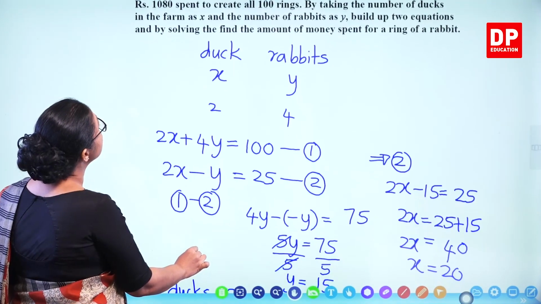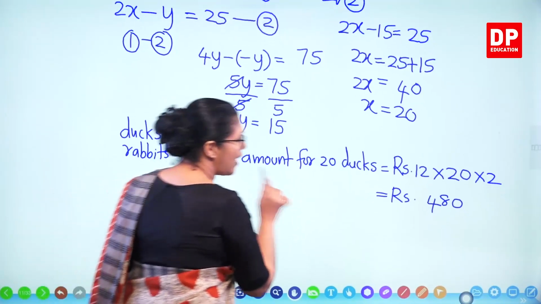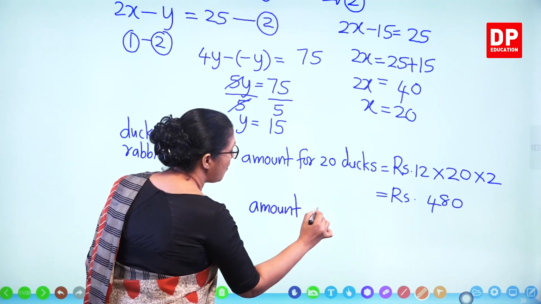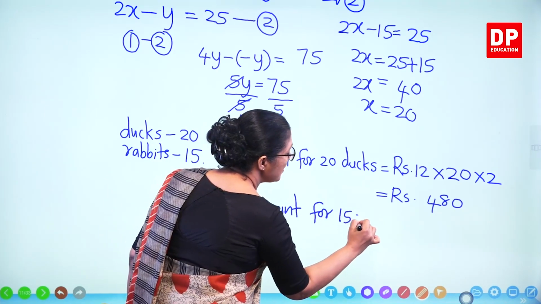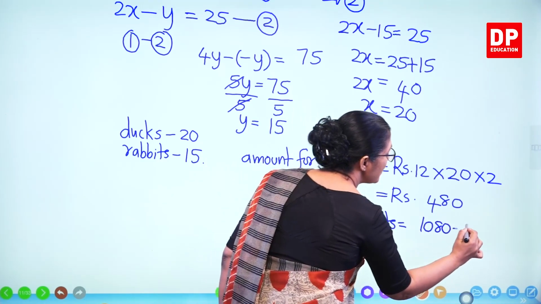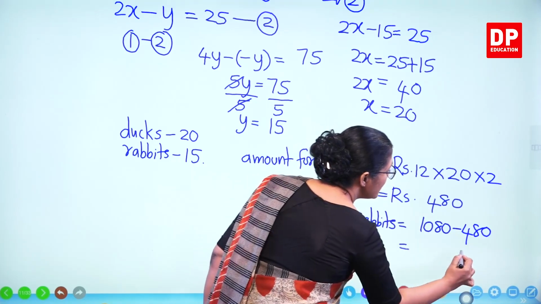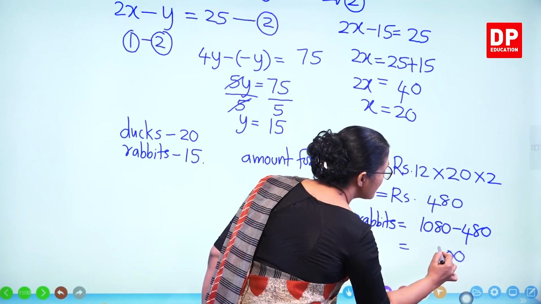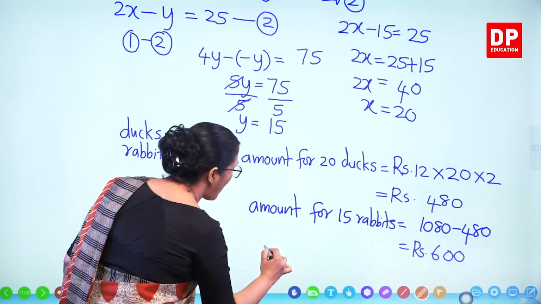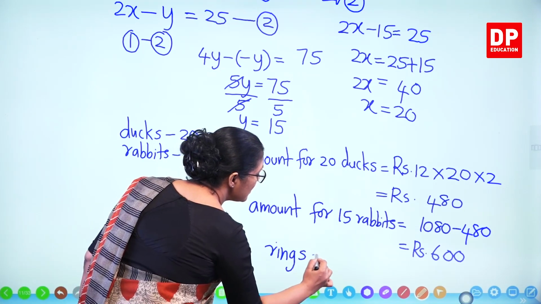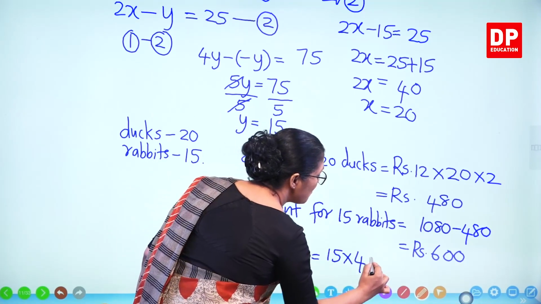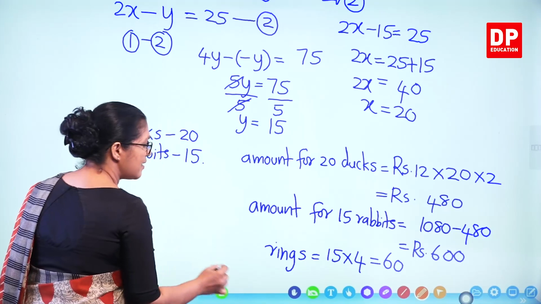Now you can find out the total value spent for rings is 1080. So you can find out the amount for rabbits. Amount for 15 rabbits: 1080 minus 480. So what's the value? 600 rupees. But how many rings required? Number of rings? 15 rabbits, each with 4 legs. 15 times 4, that's 60 rings required.